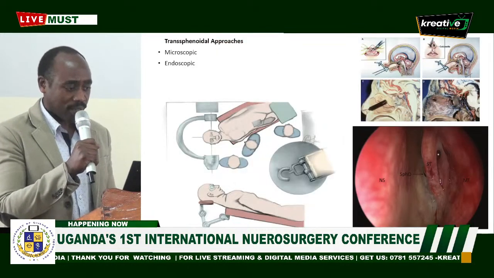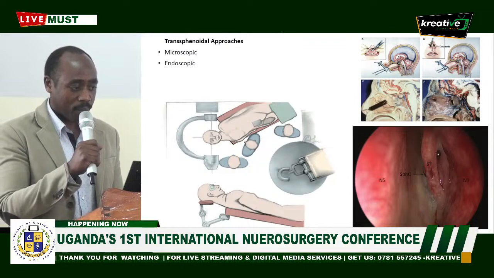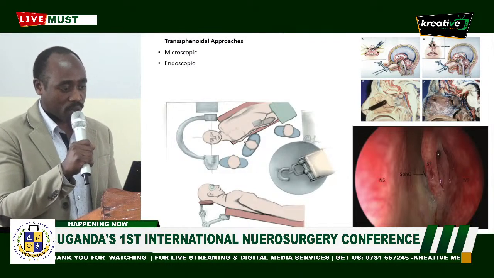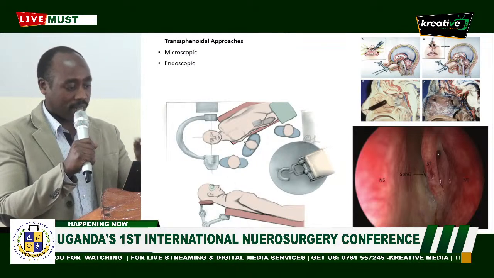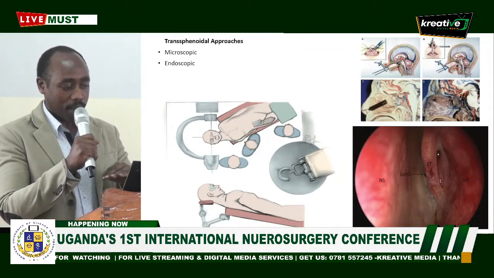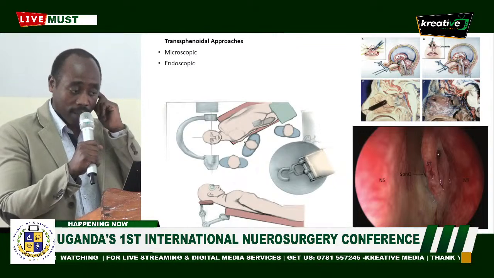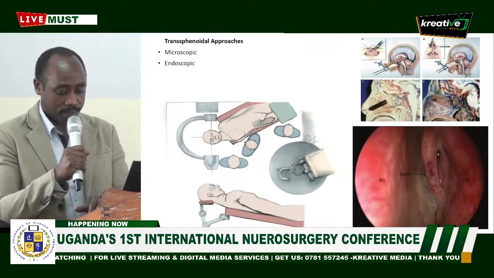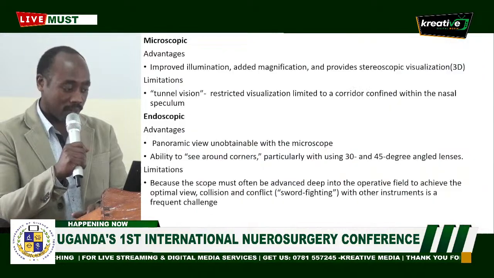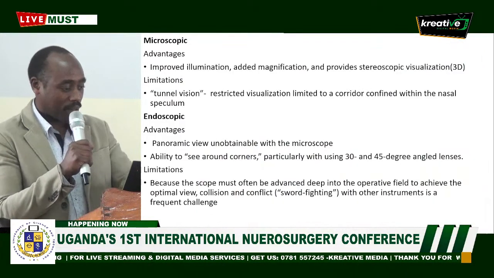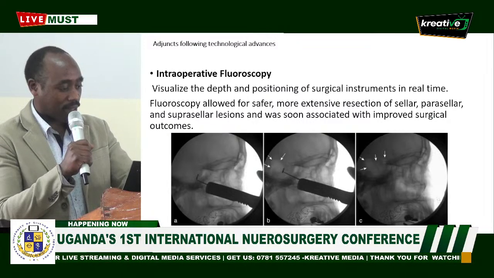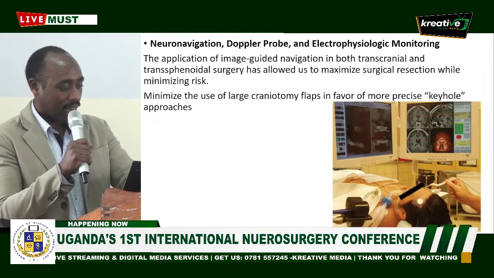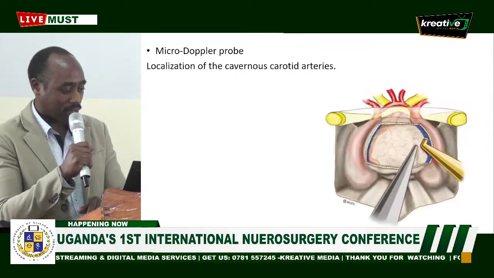That's the positioning. If you're going to do a transsphenoid approach, either microscopic or endoscopic, the nasal ridge is supposed to be parallel to the floor of the theater, and the head turned to the contralateral side. In the middle there is the surgeon. On the left hand of the surgeon is the assistant, and at the back of the surgeon is the instrument nurse.